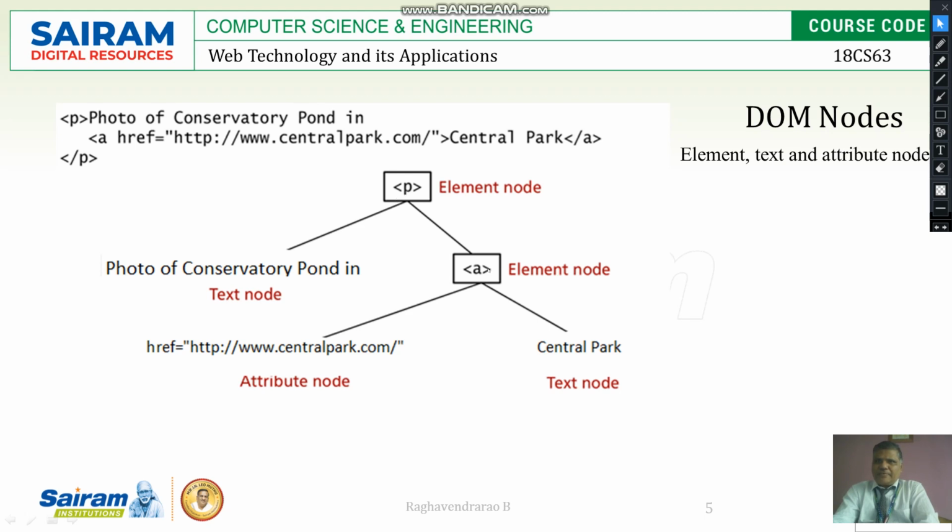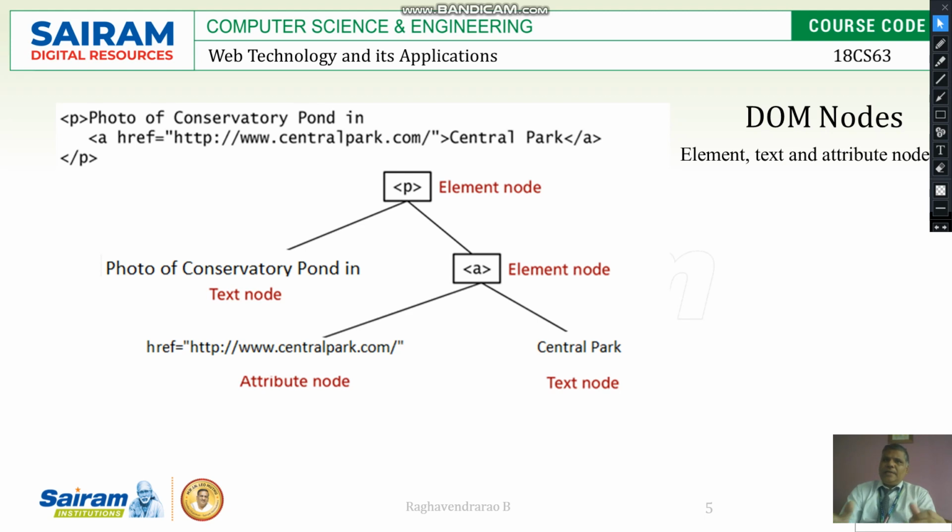Under this paragraph tag, another tag is there, an anchor tag, which is an element node again. Under that there is an attribute: href is the attribute. This attribute's value is http, centralpark.com. So this is the attribute node. Then we have another text node where "Central Park" is written. So that is the text node. Correct. So we have element node, text node, attribute node.